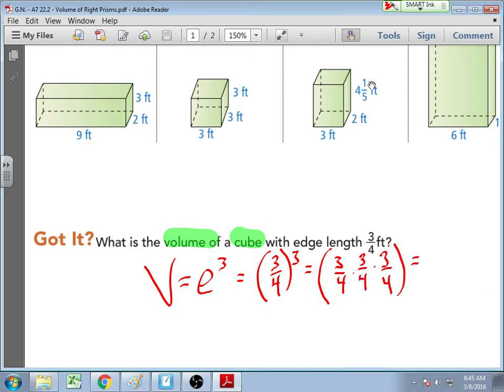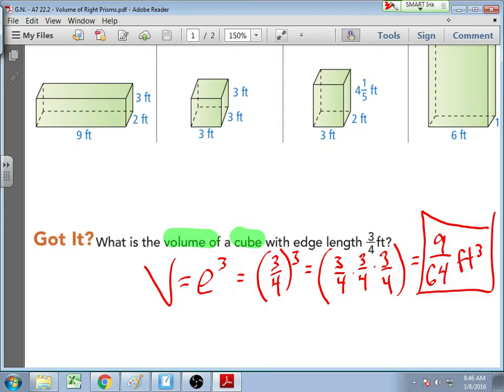And I can work through my multiplication. My numerators are just going to be 3 times 3 times 3, which gives me 9. My denominator is just going to be 4 times 4 times 4, which actually gives me 64. 9/64, I check if it is reducible. I look for any common factors, and there are none that are easy to see, so I'm just going to go ahead and leave it like this. It's going to be 9/64 feet cubed.